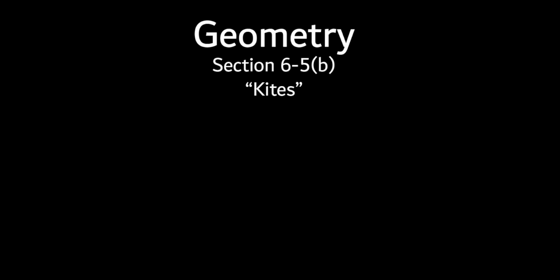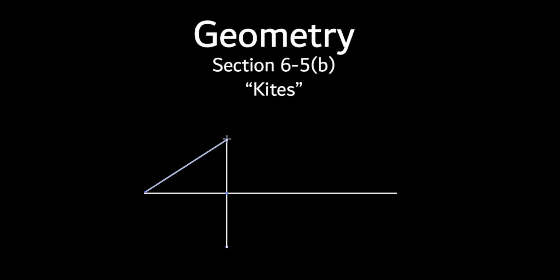Okay, let's finish up 6.5, which is all about kites. All right, let's draw a kite first. It's easy to draw a kite if I put one line here and one line here. That's pretty good. I'm actually going to get rid of those 2 lines in a minute, but they're going to come back. We're going to use them a little bit later.